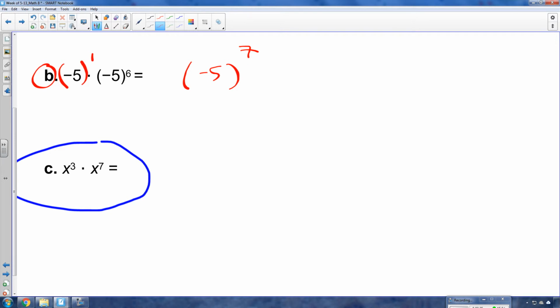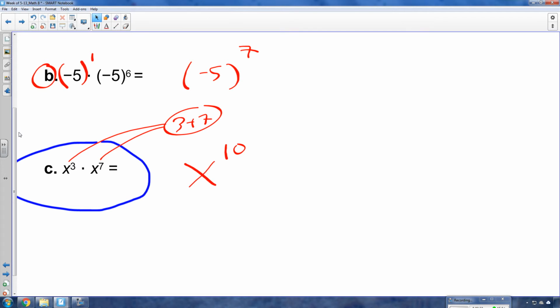And then you probably know the answer to this one, so if you want, you can pause the video and try this problem. But if not, we can come up with the answer pretty quick. I'd encourage you to think about what this would come out to if we keep the base and add the exponents. X to the 10th power is what it is, because 3 plus 7, that's these numbers right here, is 10. So keep the base, add the exponents.